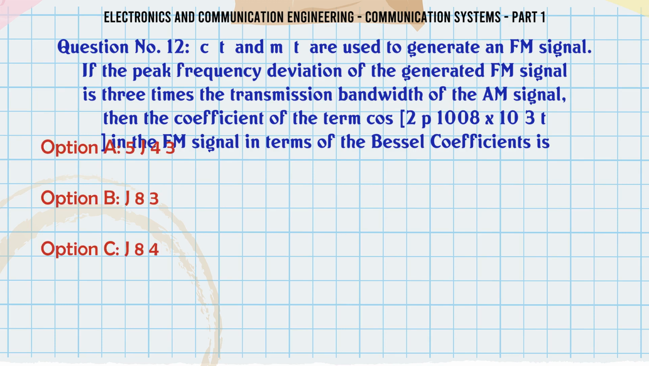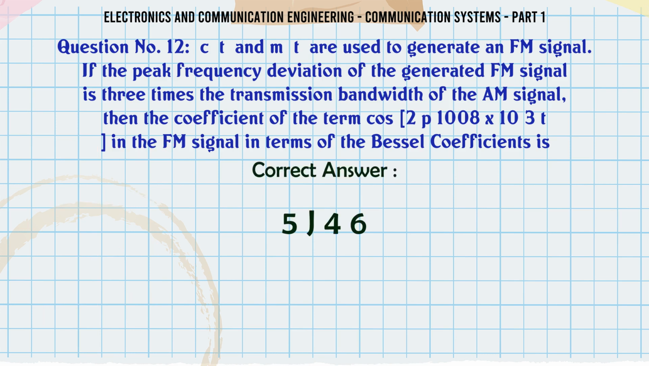CT and MT are used to generate an FM signal. If the peak frequency deviation of the generated FM signal is 3 times the transmission bandwidth of the AM signal, then the coefficient of the term cos 2π1008×10^3 t in the FM signal in terms of the Bessel coefficients is A. 5J43, B. J83, C. J84, D. 5J46. The correct answer is 5J46.